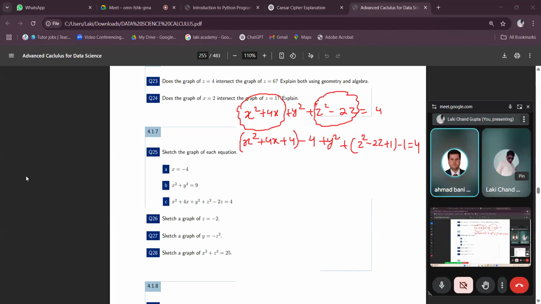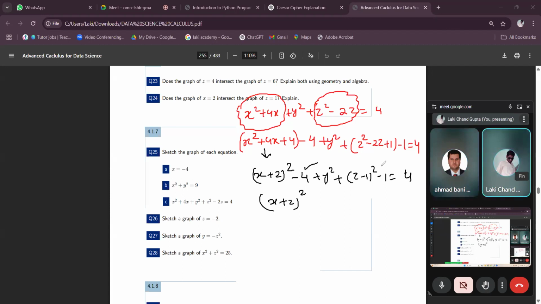Yes, that's right. Now this part becomes what? Z minus 1 whole square. So combine all the constants together. So minus 4 minus 1 is minus 5. I shifted it to the right side. Okay, makes sense.